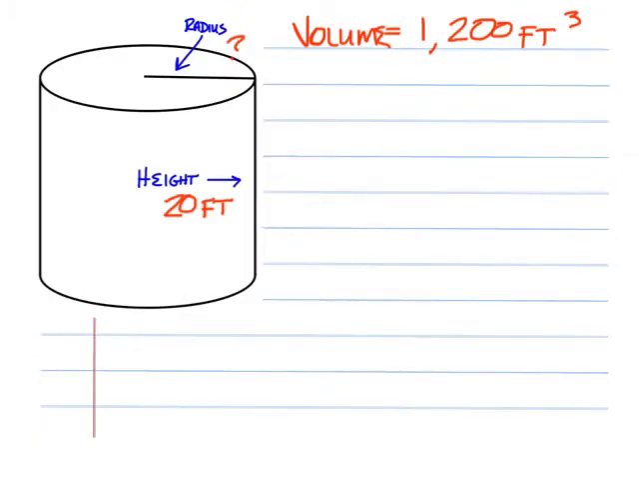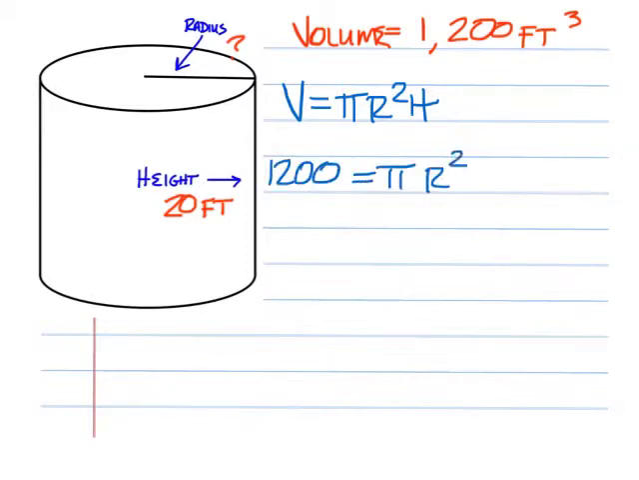Example number 3. Radius and height and volume, but in this case you're given the volume, you don't know the radius, but you do know the height. Start with the formula V equals pi r squared h. We do know V this time, which is 1200. We don't know r. We do know h.